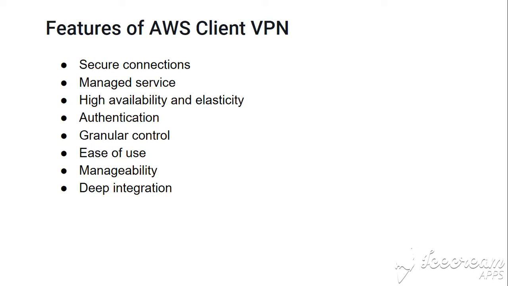Next one is manageability. It enables you to view connection logs, which provide details on the client connection attempts. You can also manage active client connections with the ability to terminate active client connections. Last one is deep integration. AWS Client VPN integrates with the existing AWS services, including AWS Directory Service and Amazon VPC.